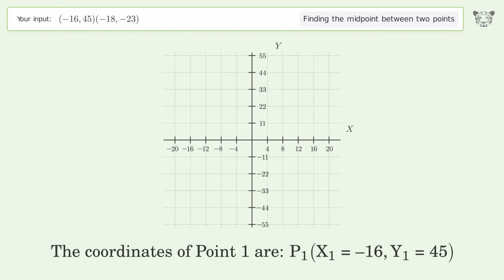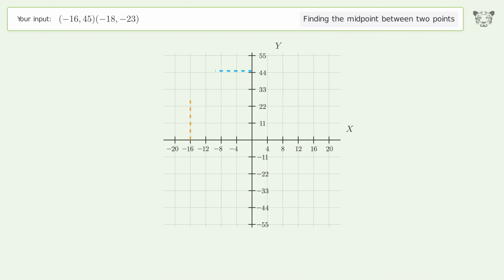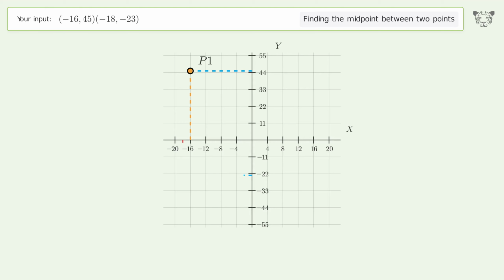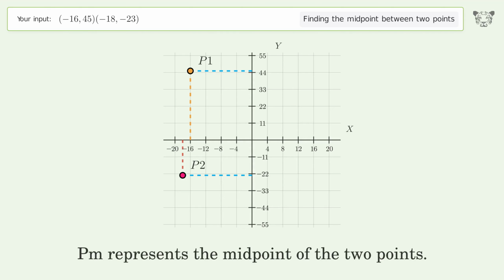The coordinates of point 1 are, x1 equals negative 16, y1 equals 45. The coordinates of point 2 are, x2 equals negative 18, y2 equals negative 23. PM represents the midpoint of the 2 points.